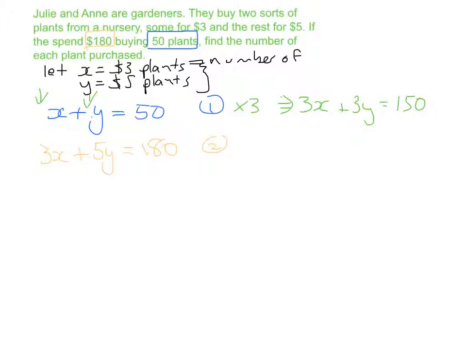Then for the second equation, we don't actually need to change anything because we've got 3x at the start there, and the whole point of this little manipulation was to make the x coefficients the same, so we've got 3x plus 5y equals 180. Now comparing these two coefficients together, they're both positive. So what I need to do, if they're the same sign, is to subtract the second equation from the first equation.